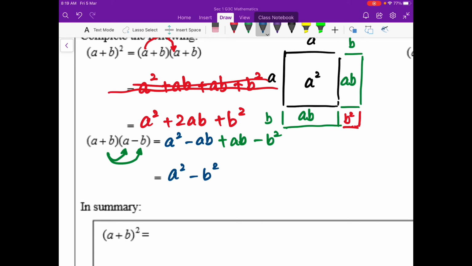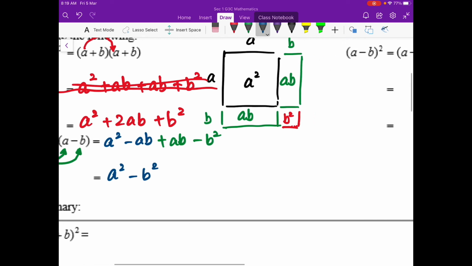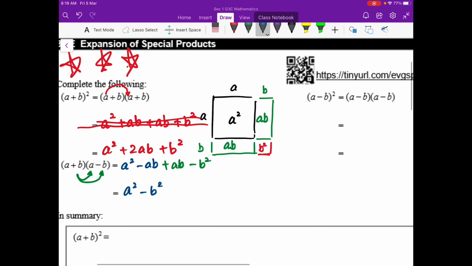This is the other one that I encourage you to memorize after you understand it. Okay, A squared minus B squared is the same as A plus B, A minus B. In the same way, A plus B, A minus B is the same as A squared minus B squared. So here we have 2 of them. And we have one last one. The third relationship that you must know.